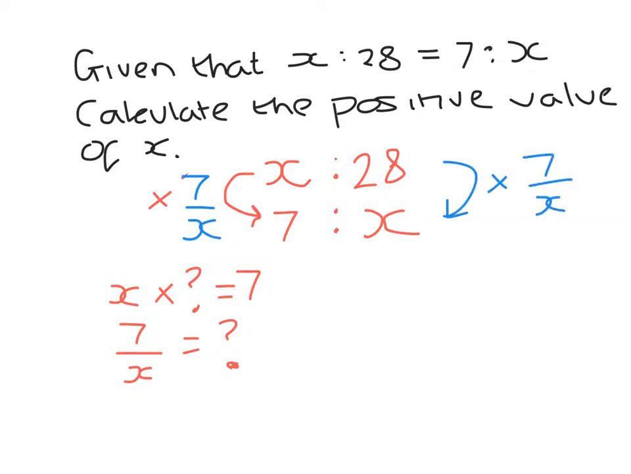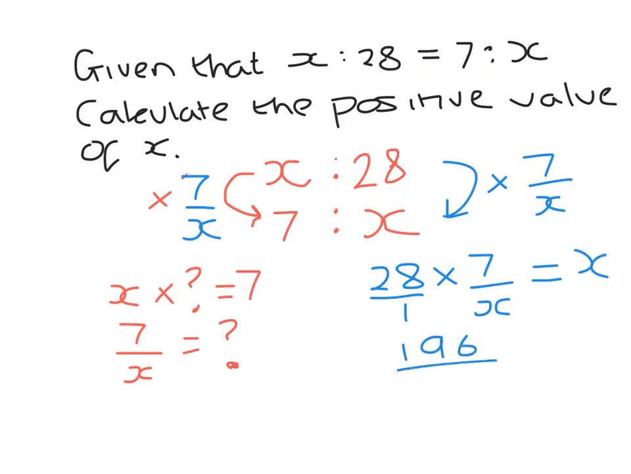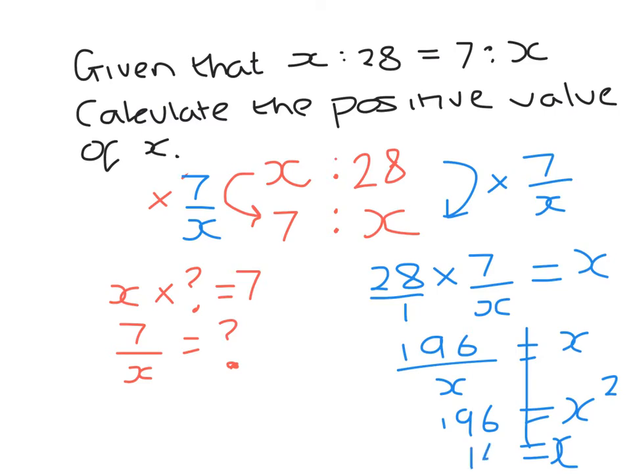So if I carry that through, I've got 28 times 7 over x is going to give me x. Now, if I put an imaginary 1 here, well, that ends up being 28 times 7, which is 196. 1 times x is equal to x. And if I times both sides by this x to get rid of it, I get 196 is equal to x squared. And I just want to know what x is. So I need to square root both sides, and the square root of 196 is 14.